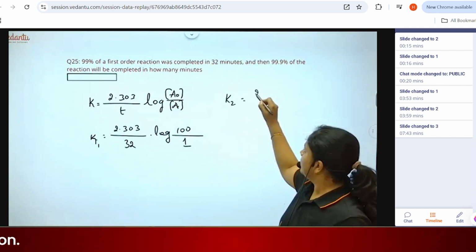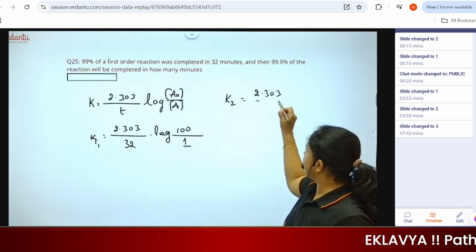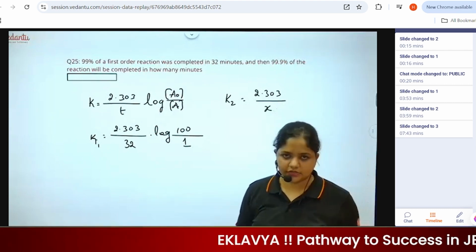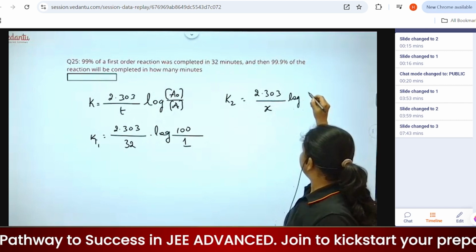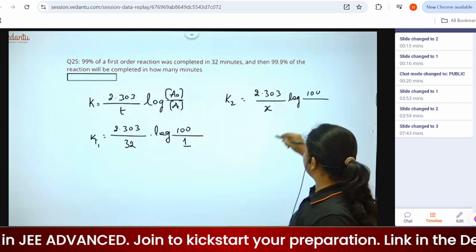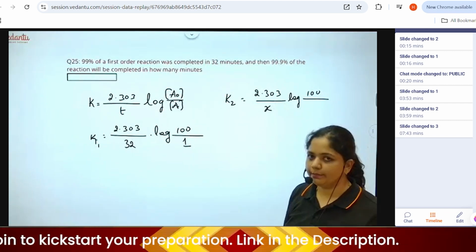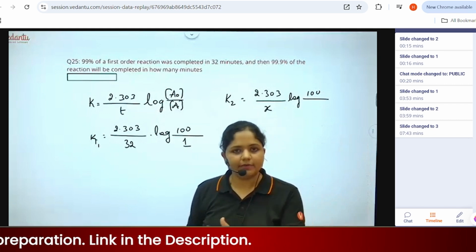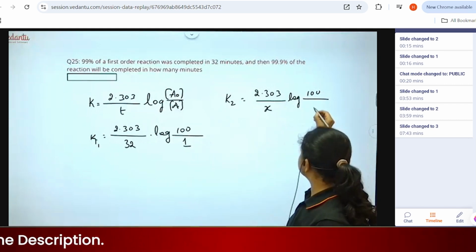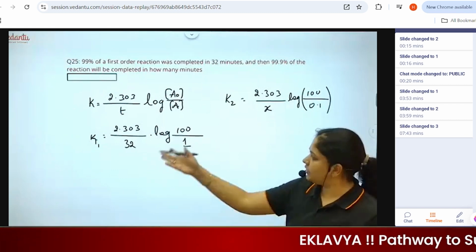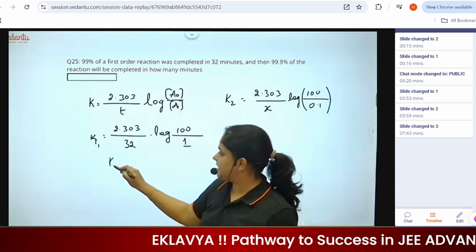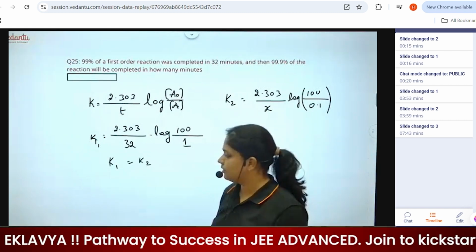Let me write down 2.303 divided by, we don't know, we have to find it out, so let me consider it as X, logarithm of A naught. Here A naught is 100 divided by 99.9, means 100 minus 99.9, which is equal to 0.1. Now the rate constant will be equal, so I will just equate here. K1 is equal to K2.